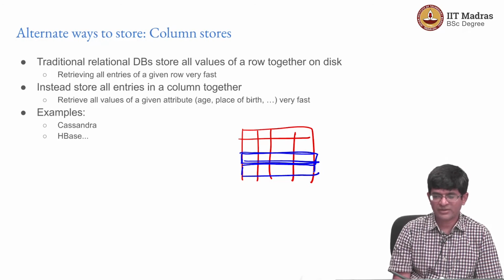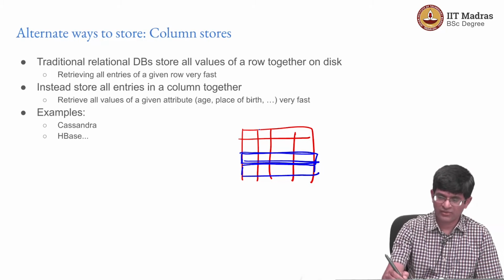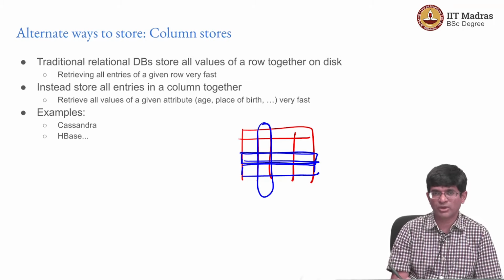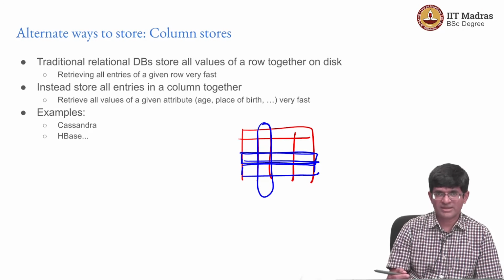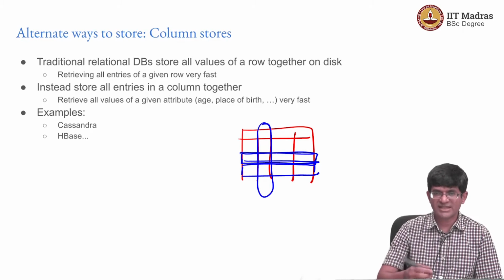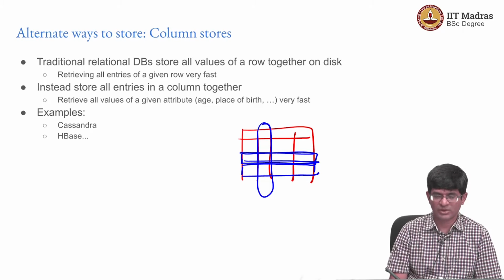But let's say that I have a different kind of query structure where I want to say, can you give me all the people born on a given date, right? In which case what I'm looking for is basically all the entries corresponding to a given column, okay. Now there are databases that specialize in that. They just change the way the data is stored so that they are better at answering these kinds of queries, okay. Those are called column stores.